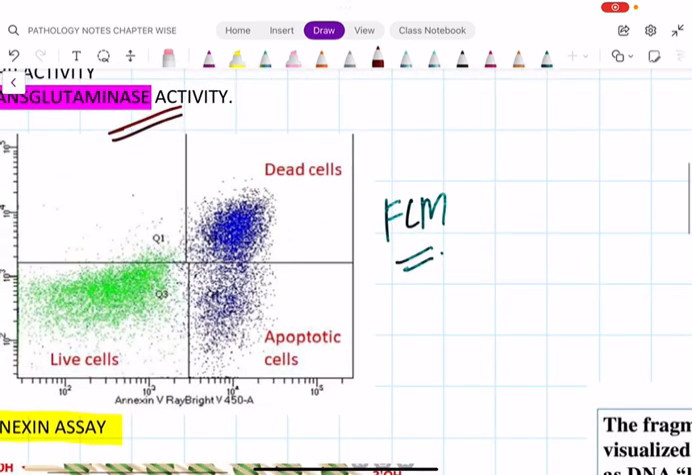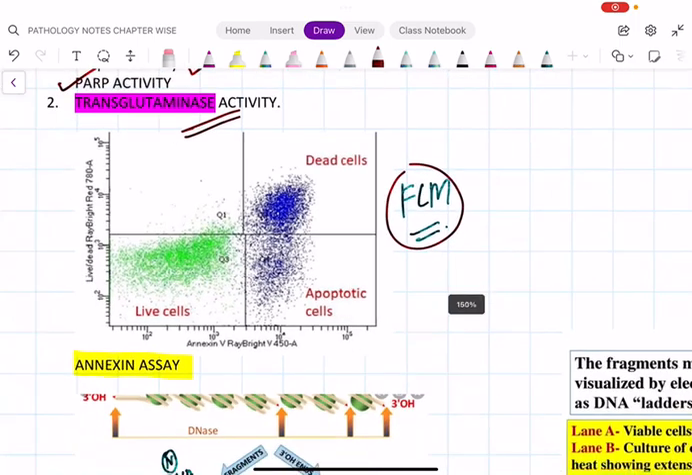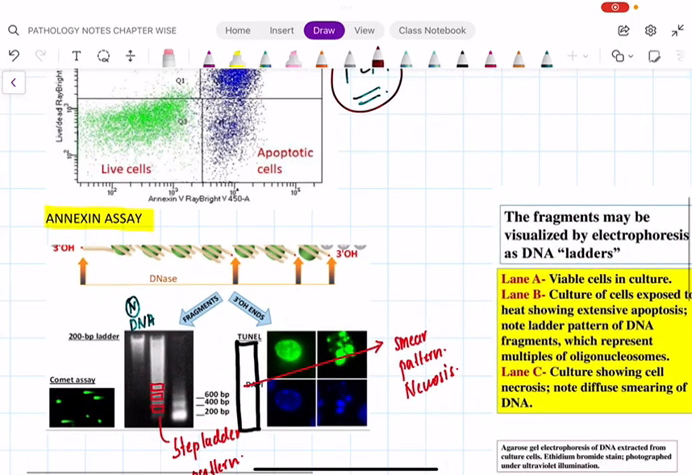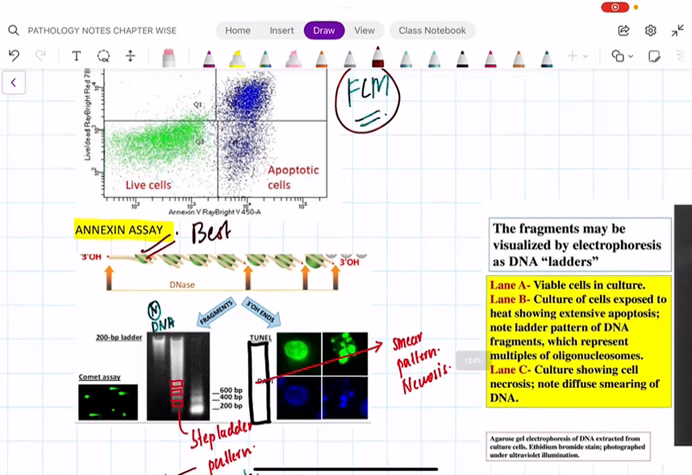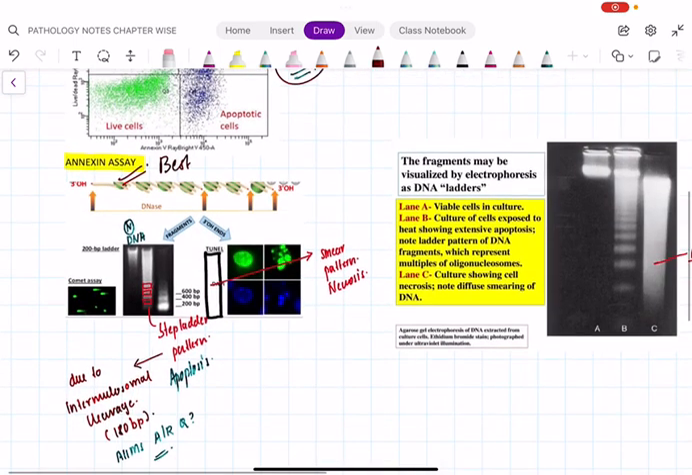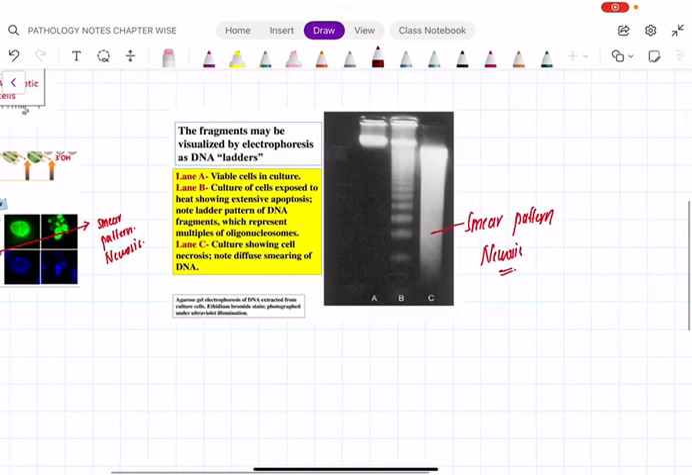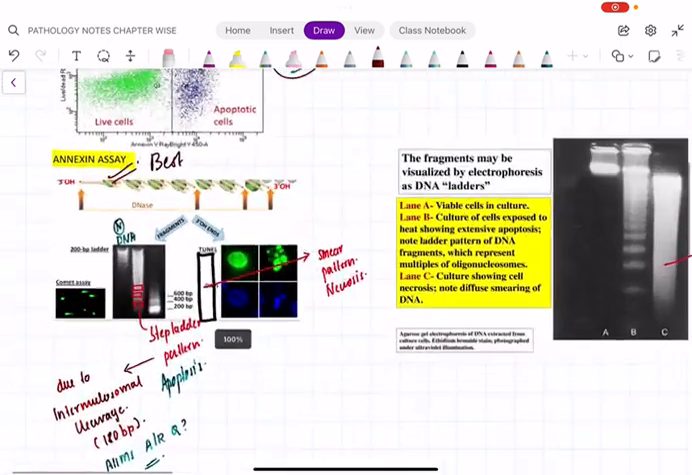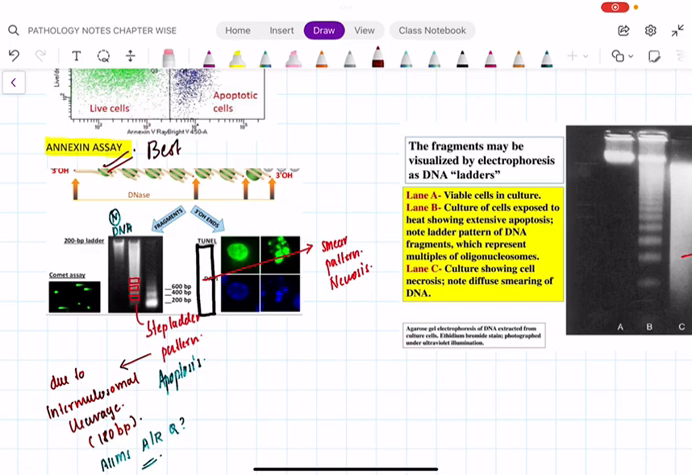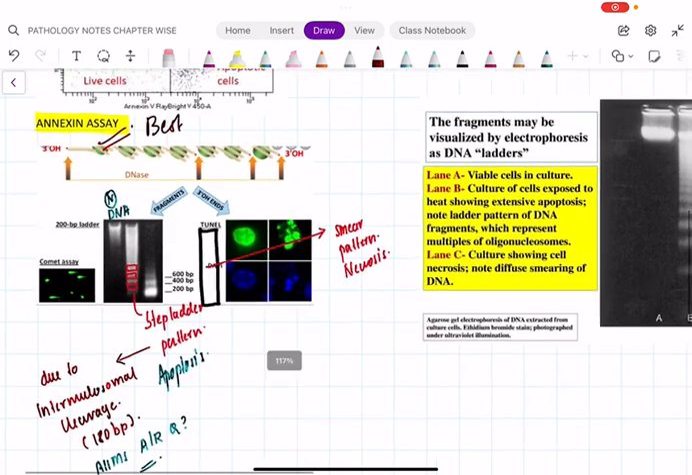Of course, we can use flow cytometry. So the best marker is the annexin 5 assay. And then the next most important thing, and the last thing I'm going to tell, is gel electrophoresis. I told you in agarose gel electrophoresis also we can detect this.